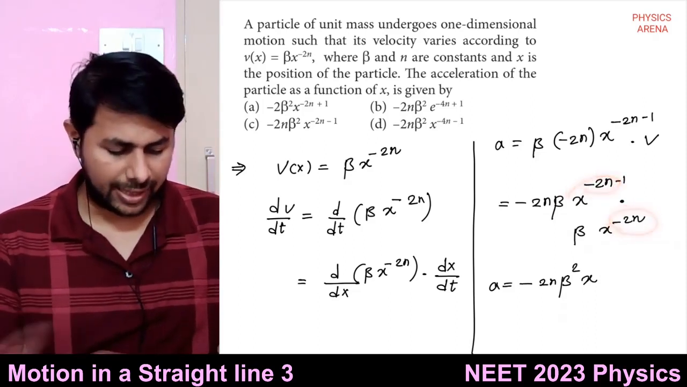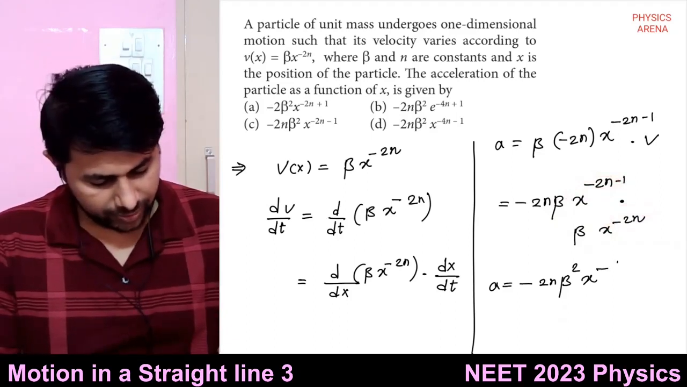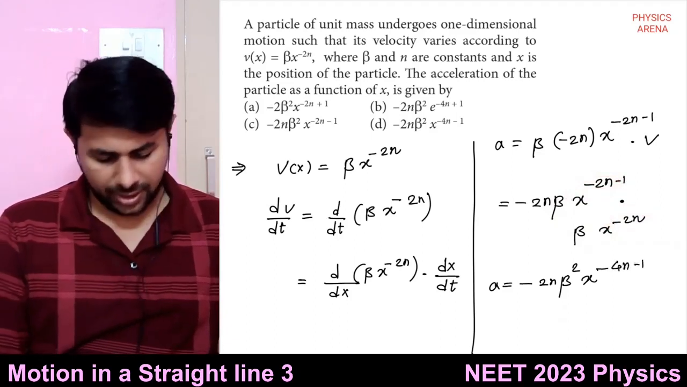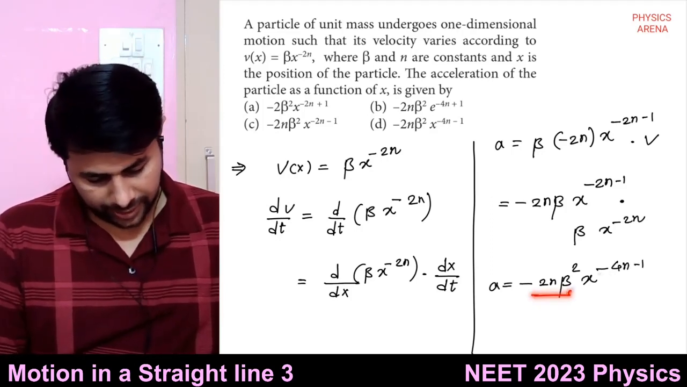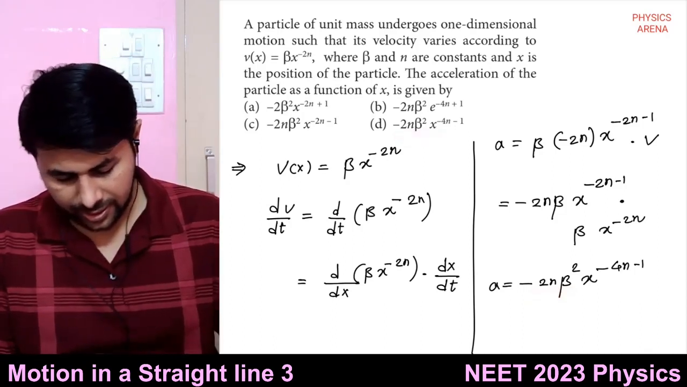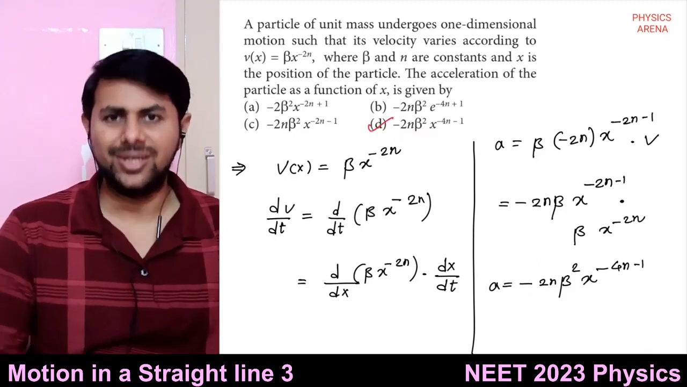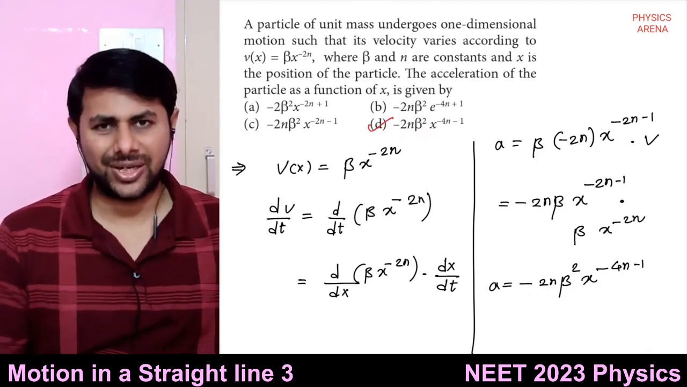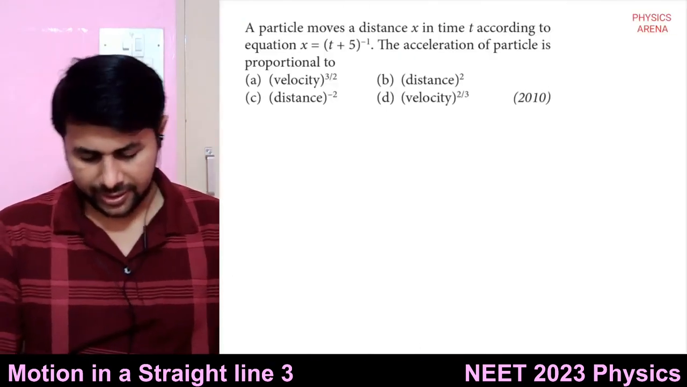So acceleration is minus 2n beta square multiplied by x raised to minus 2n minus 2n, which is minus 4n minus 1. This is the answer: minus 2n beta square x raised to minus 4n minus 1. So option D is the answer. Okay, simple question, right? Provided you know the chain rule. Okay, so then let's see this question.